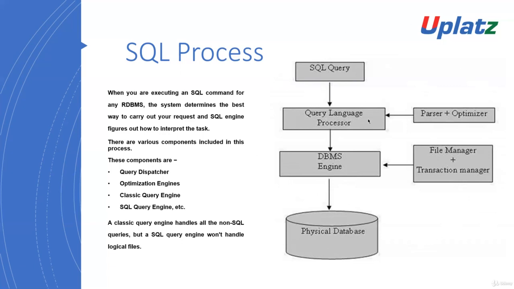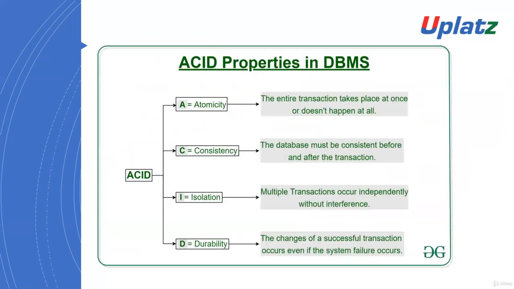But this is how our query is being translated to the physical database, and from there we are getting back the data. Moving to next, we have ACID properties. So when we talk about databases, it is necessary that we understand what ACID properties are.